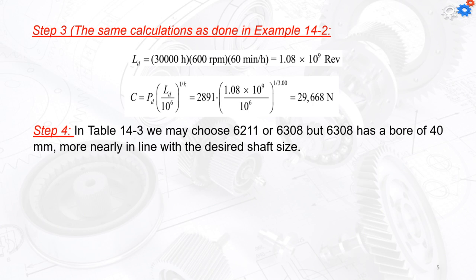Now in step number 4, we're going to go to table 14.3, and we may choose the 6,211 or the 6,308. But we will find that the 6,308 has a bore which is 40 millimeters, which is larger than the 38.7, more nearly in line with the desired shaft size.